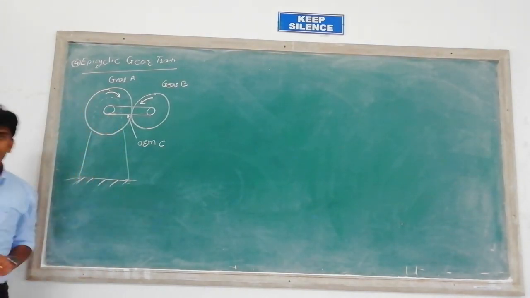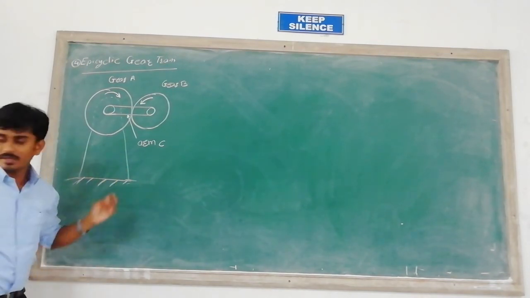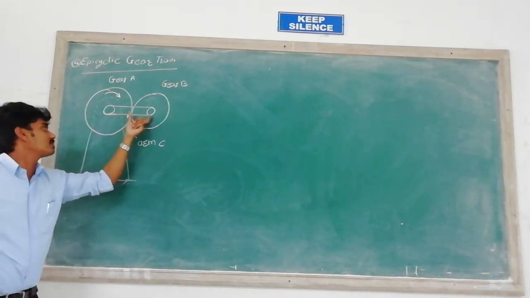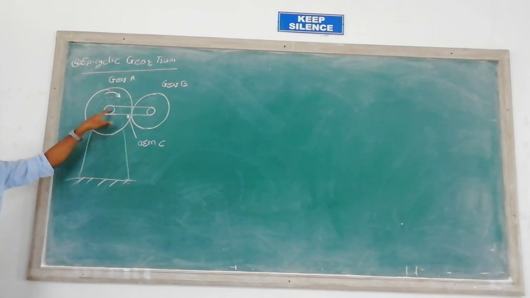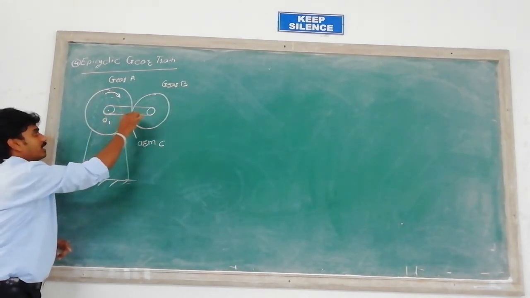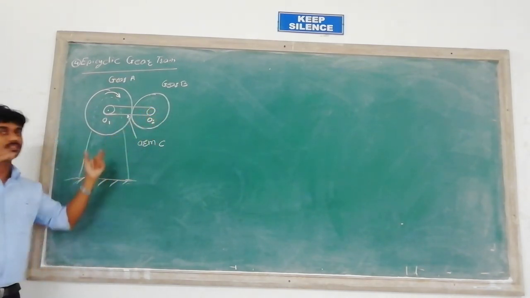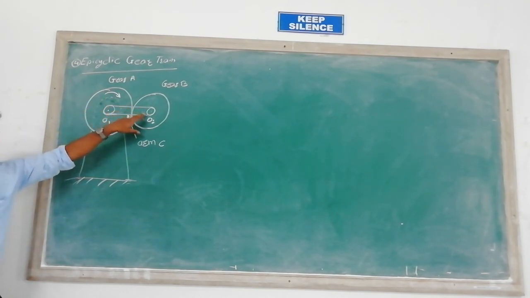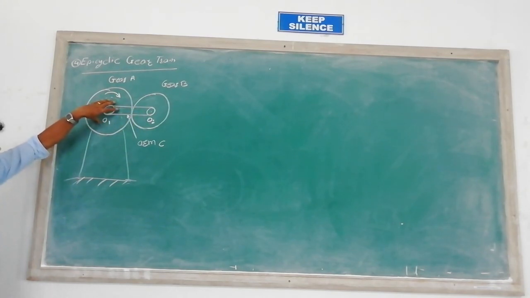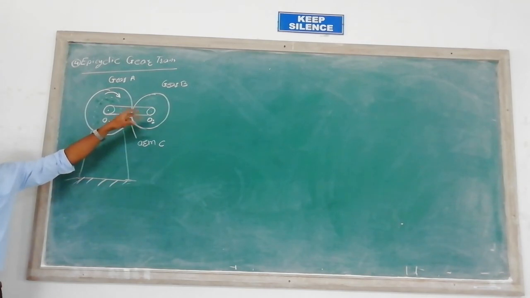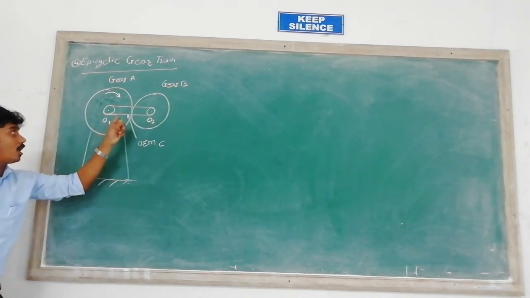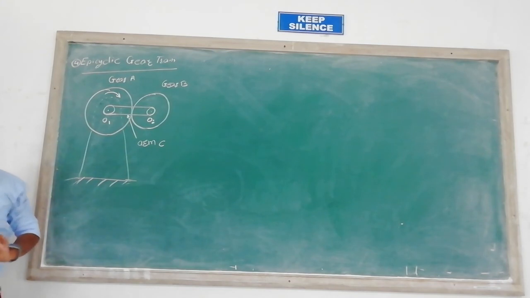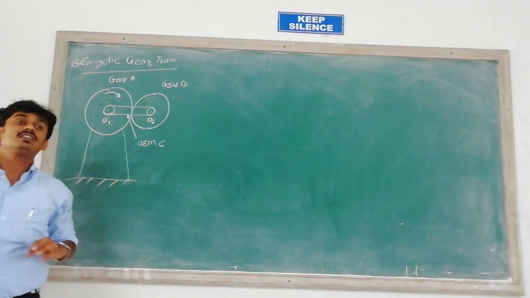So it looks like a simple gear train. But instead of fixing the arm C, I fix the gear A. I mark this center as a pole and this center as a pole. Suppose gear A is fixed and I give rotation to the arm. Then gear B will rotate upon its own axis and also rotate around gear A. Such a gear train is called an epicyclic gear train.